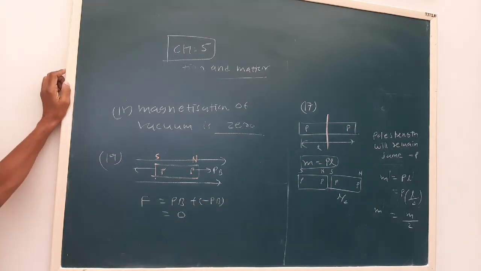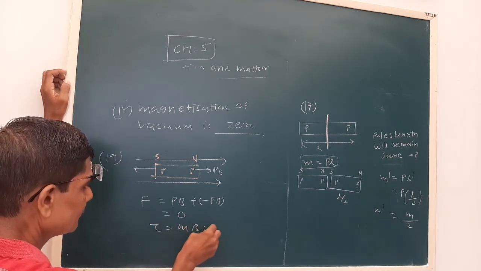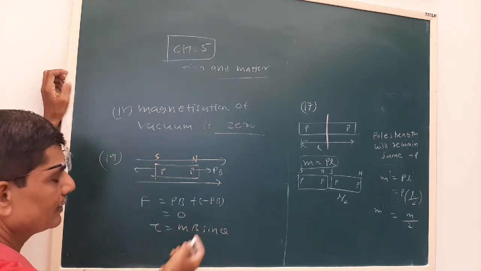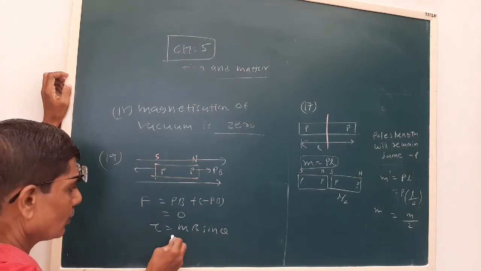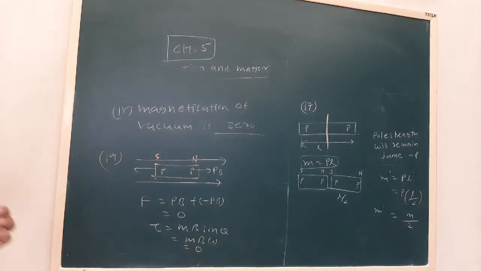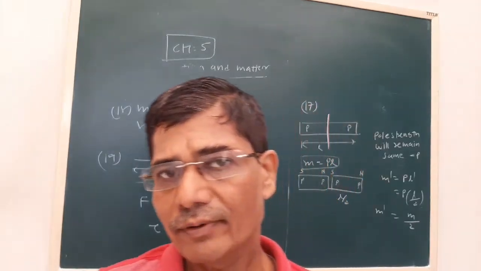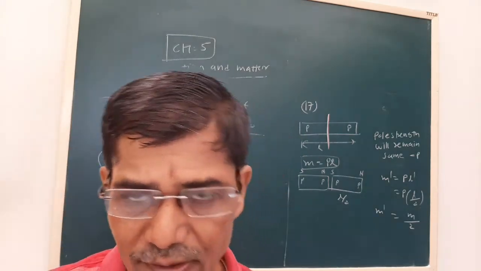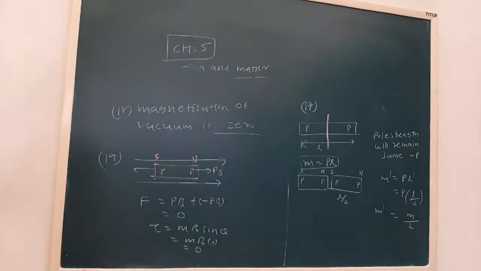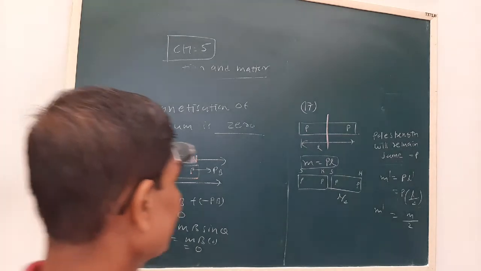Force will be 0. See, the torque formula: torque is mB sin theta. Okay, here they are parallel, so torque is 0. So when a bar magnet is placed parallel to a uniform magnetic field, the resultant force will be 0, and torque also will be 0. So this is our MCQ number 19. Now see the next MCQ.